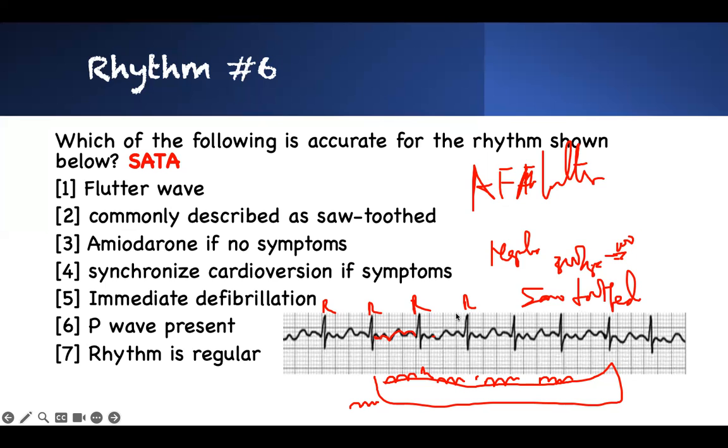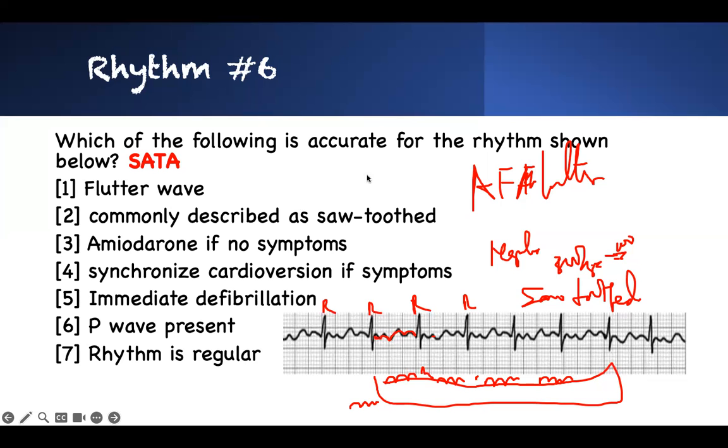So the rhythm is sinus. But in atrial fibrillation, you don't see the P wave. But this one, you see the P wave, but you see a bunch of P waves. That is a flutter wave. Your treatment is the same. You got to rate control them before anticoagulation. And if they have symptoms, you have to do synchronized cardioversion. If they have no symptoms, then you just give them medication to bring them back.